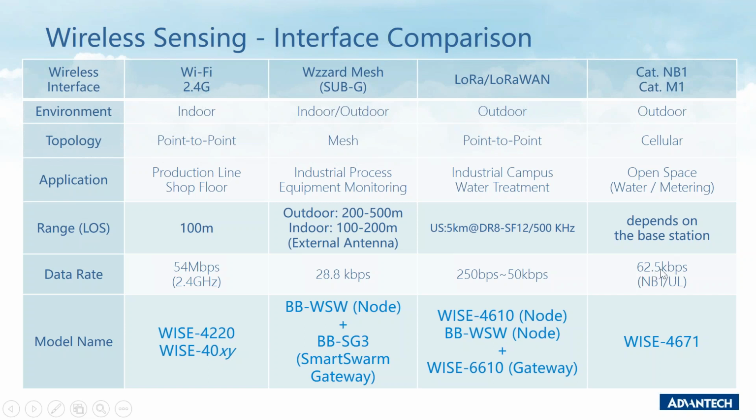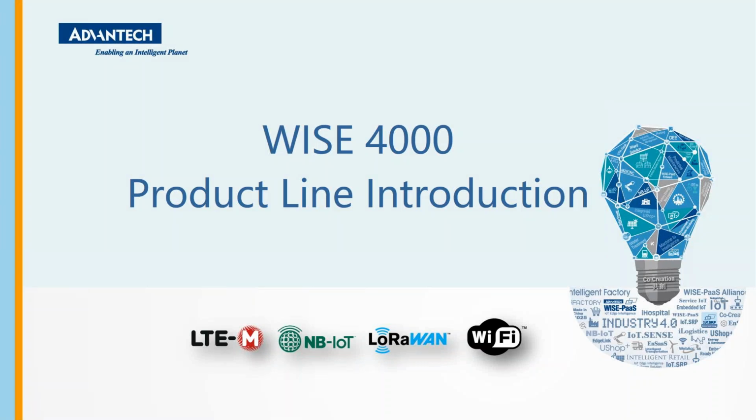You'll see that lower data rate here. We could do a comparison of narrowband IoT and Cat M1. The point is that it's very low throughput, and the WISE 4671 is the product that Advantech offers that supports those technologies. Okay, so there's a lot on that slide. Hopefully, just talking through it is helpful, and you can always refer to this later.